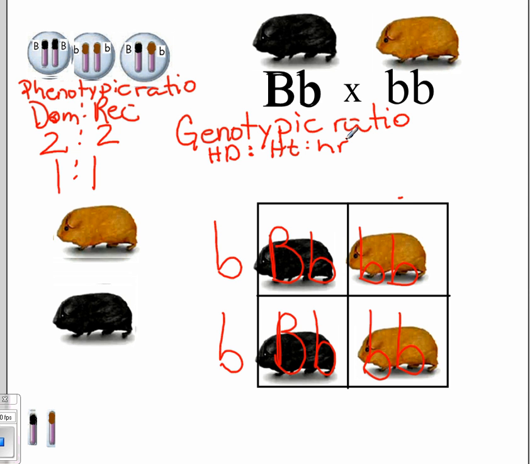How many homozygous dominant do we have? Yep. How many heterozygous do we have? Yep. How many homozygous recessive? So that ratio would be 0 to 2. Make sense?